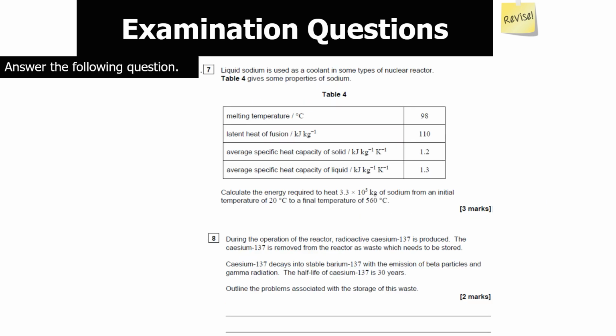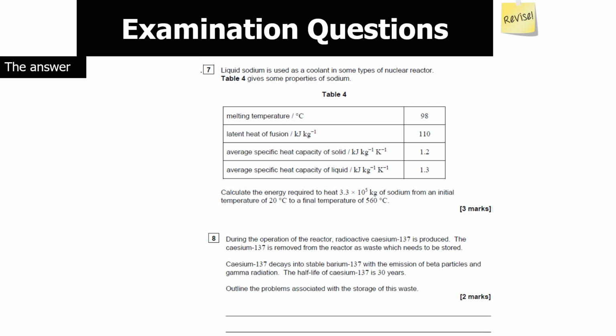Now the next question says, liquid sodium is used as a coolant in some types of nuclear reactor. Table 4 gives some properties of sodium. Calculate the energy required to heat 3.3 times 10 to the 5 kilograms of sodium from an initial temperature of 20 degrees to a final temperature of 560 degrees Celsius. And then during the operation of the reactor, radioactive cesium-137 is produced. The cesium-137 is removed from the reactor as waste which needs to be stored. Cesium-137 decays into stable barium-137 with the emission of a beta particle and gamma radiation. The half-life of cesium-137 is 30 years. Outline the problems associated with the storage of this waste. So pause the video now, then unpause the video when you want to go through your answer.